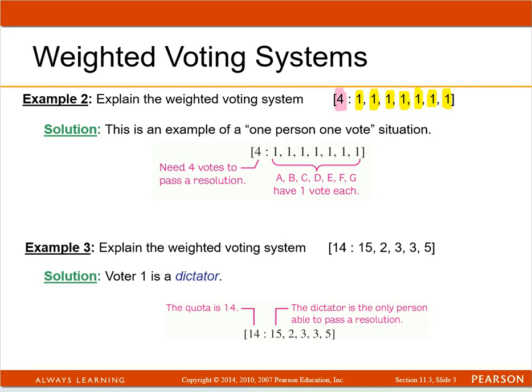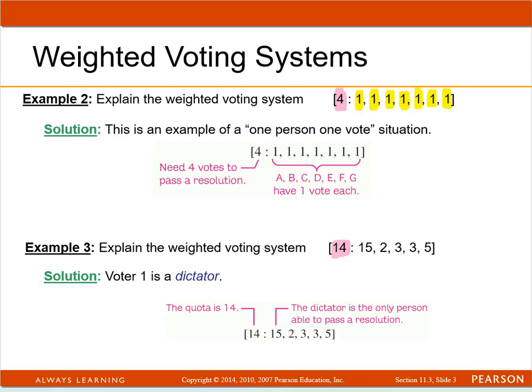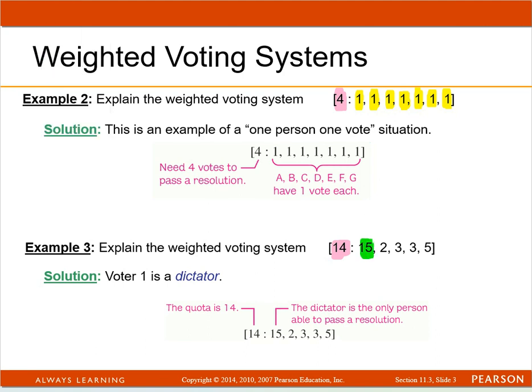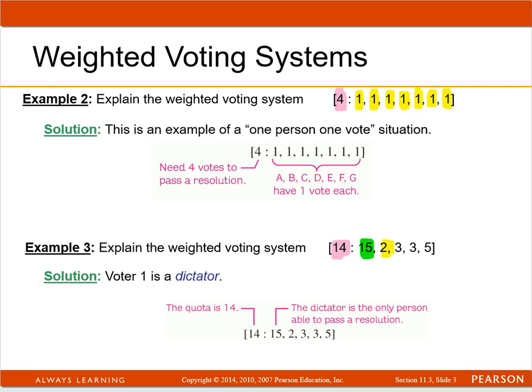Now, sometimes you have something called a dictator. And down here, the quota is 14. However, I'm going to highlight the very first voter. He has 15 votes. He controls everything, because even if you took these 4 voters that have 2, 3, 3, and 5, that only adds up to 13.